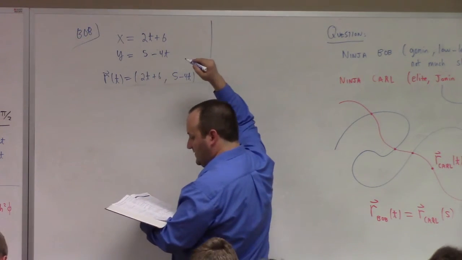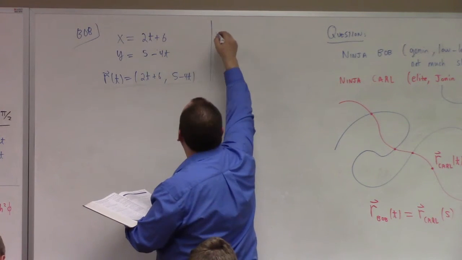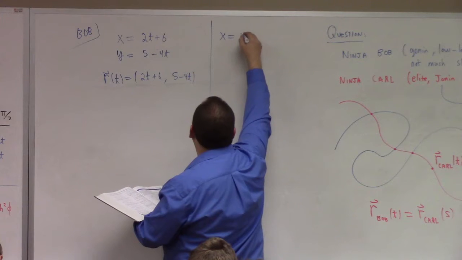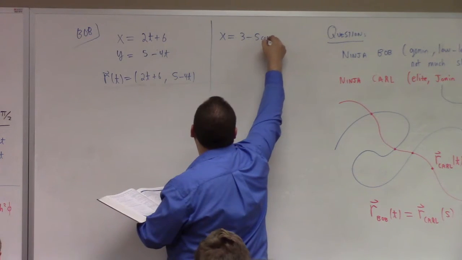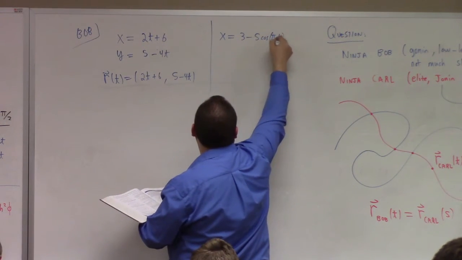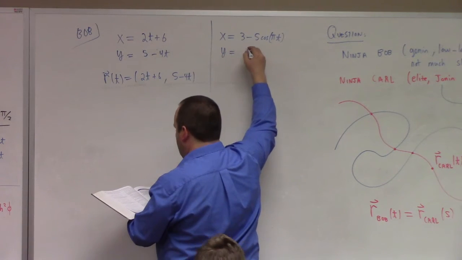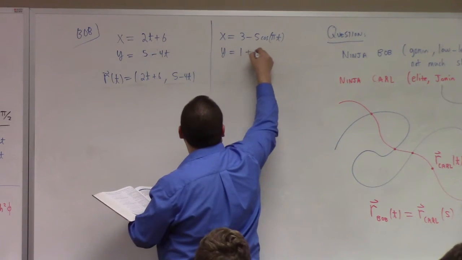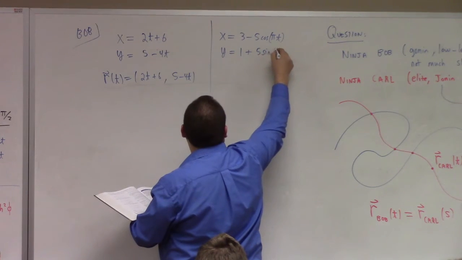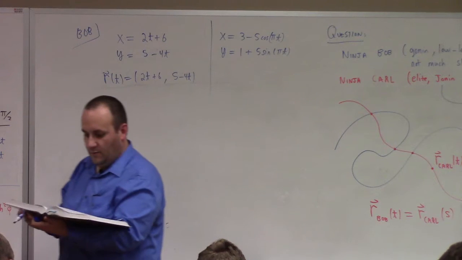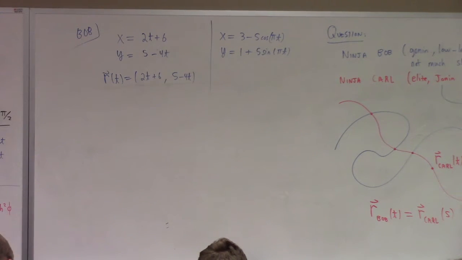And the other one, this is number 43 on page 502, is x equals 3 minus 5 cosine pi t, and y equals 1 plus 5 sine pi t. All right. We're asked two questions in this problem. At what points, if any, do these paths intersect? At what point, if any, do these particles collide?